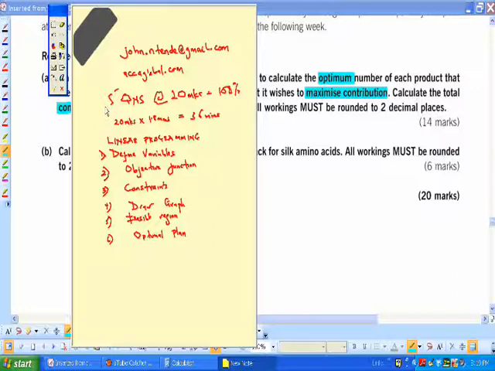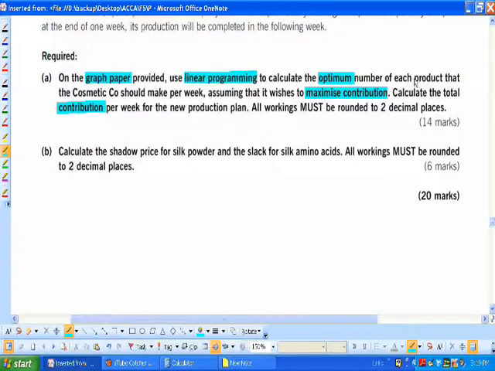So whenever you see anything linear programming, this is the standard approach you need to use. Define variables, establish your objective function, determine your constraints, draw the graph, determine the feasible region, and then finally determine the optimal plan. Okay. So we're going to go back to the question and try to read through as we are progressing with this question.